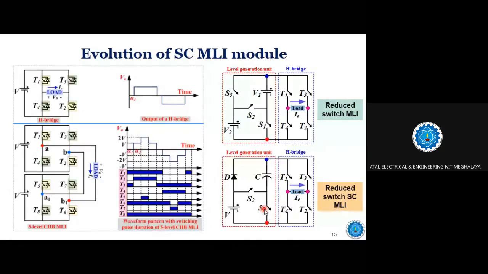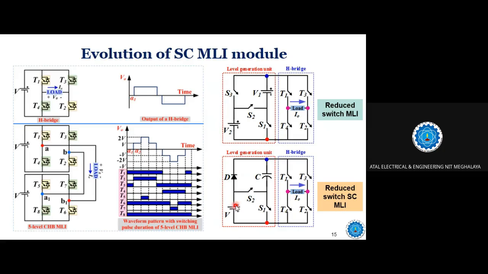Now in the second level, in the second step, after some time I can turn off S1 and turn on S2. So now you think, if you turn on S2, what will happen? The voltage V and capacitor C are now both added, because the capacitor has initially stored the charge to V. Now it is getting discharged because of the turn on of switch S2, right?